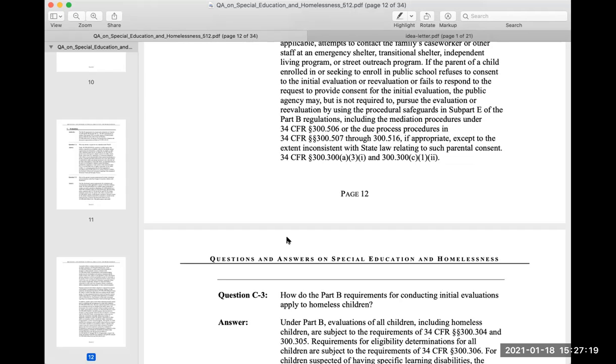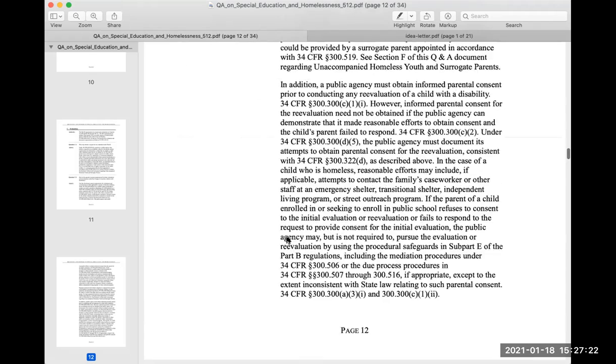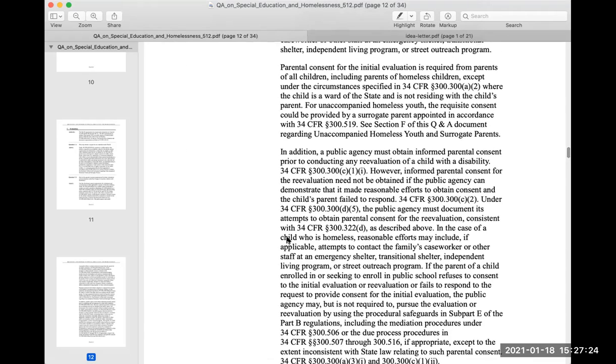Parental consent for the initial evaluation is required from parents of all children, including parents of homeless children, except under the circumstances specified in 34 CFR paragraph 300.300(a)(2), where the child is a ward of the state and is not residing with the child's parent. For unaccompanied homeless youth, the requisite consent could be provided by a surrogate parent appointed in accordance with 34 CFR paragraph 300.519. See Section F of this Q&A document regarding unaccompanied homeless youth and surrogate parents.